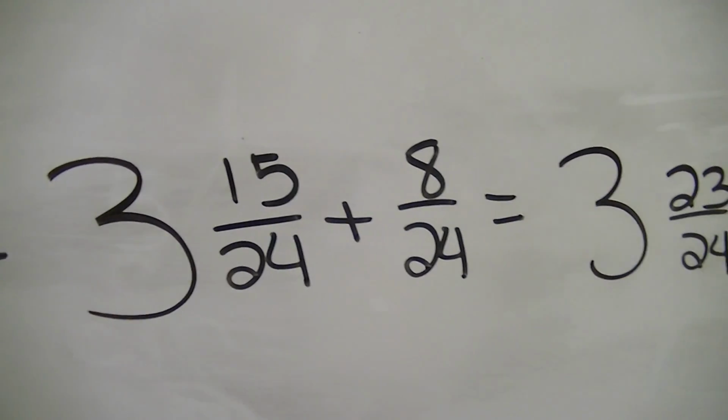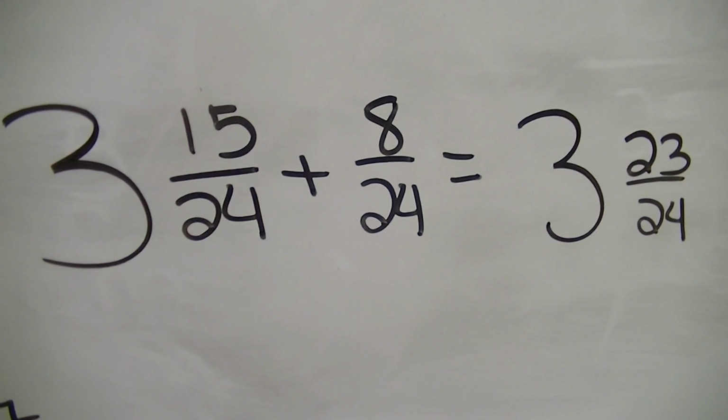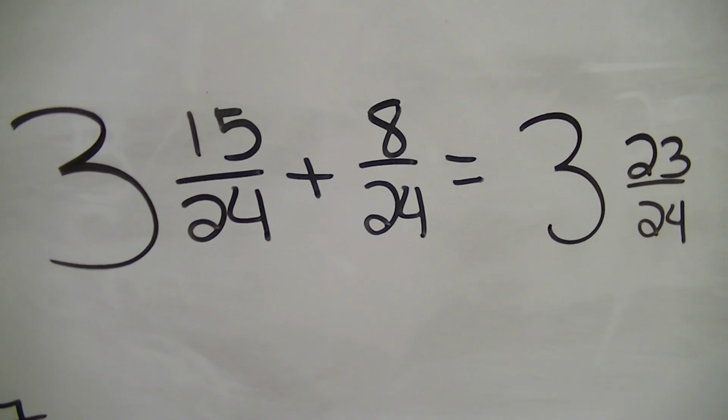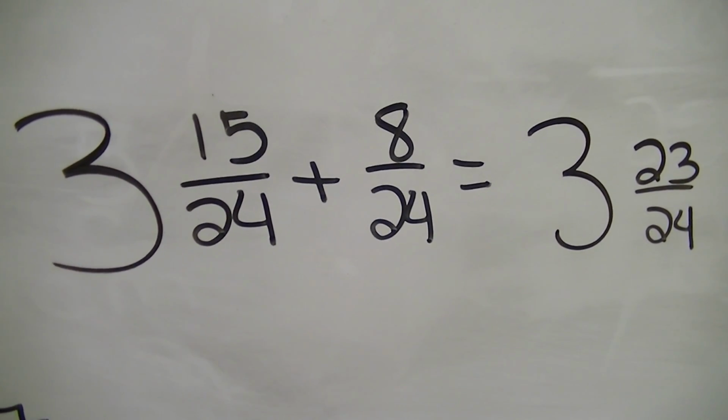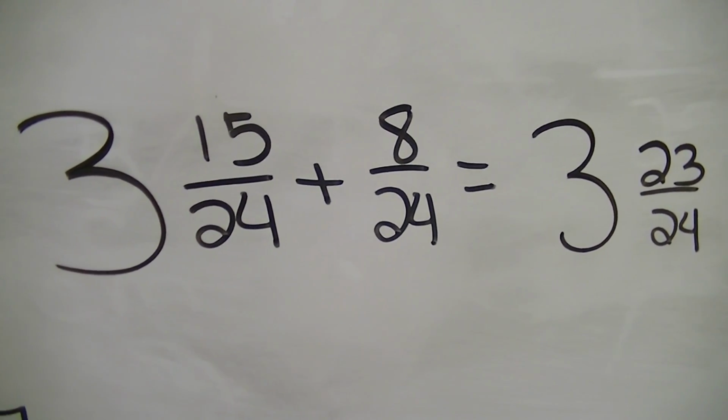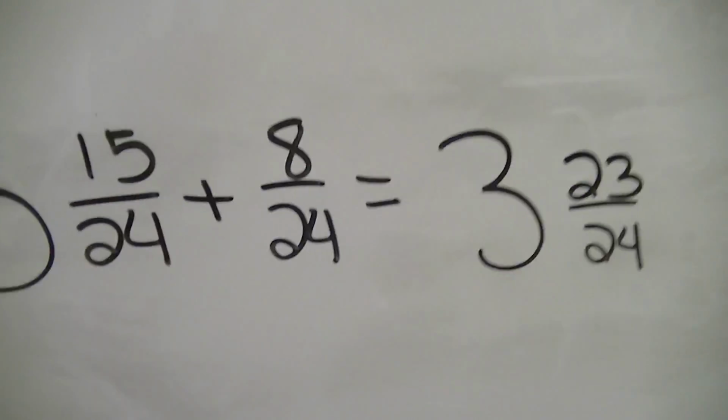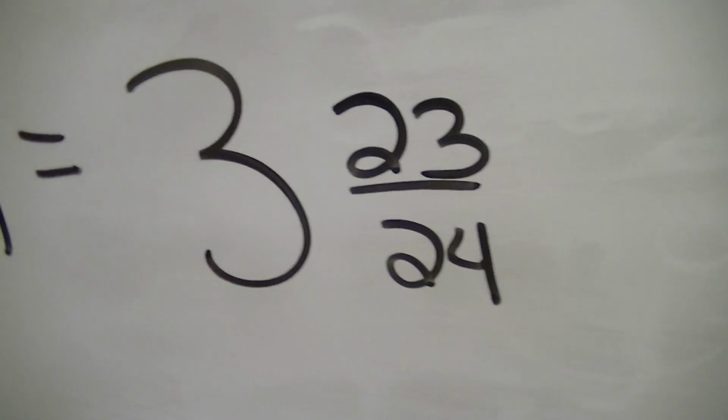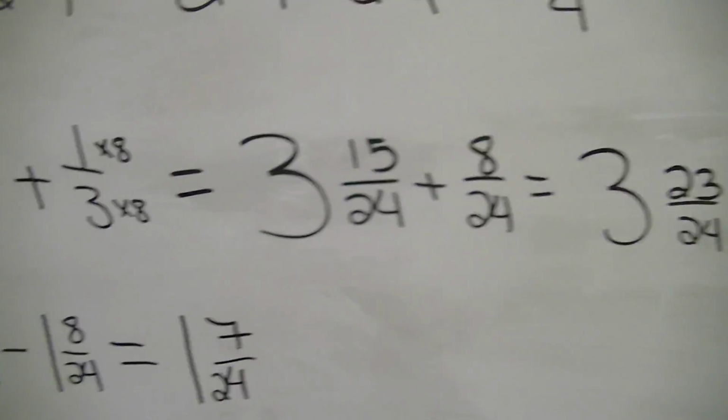Now we just gotta focus on adding those two top numbers. 3, our whole number stays the same. Bottom number of 24 stays the same. We're just adding those top numbers. 15 plus 8 gives us a total of 23. So 3 and 23 over 24ths, okay?